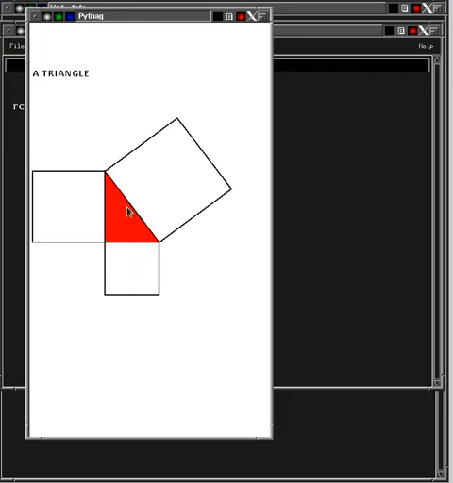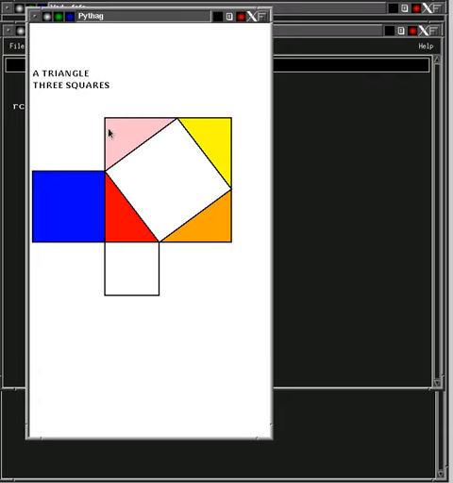angle. And now it's got three squares, one on the hypotenuse and one on each of the shorter sides. The program draws some more squares, and it should be obvious to you that each of these is just the same size and shape as this square, but it's rotated slightly. So that side is the same as that side.